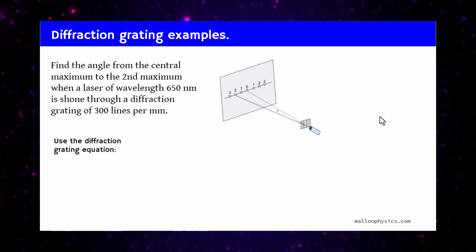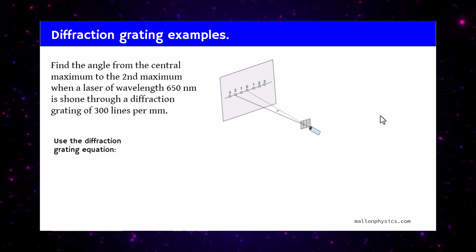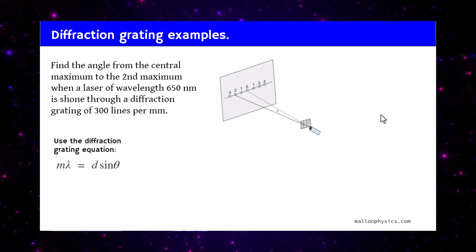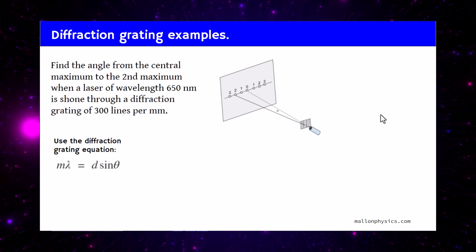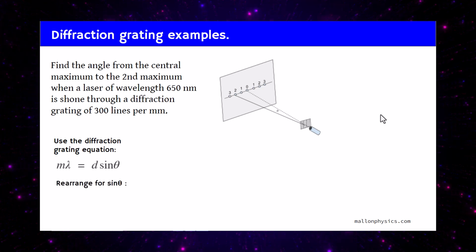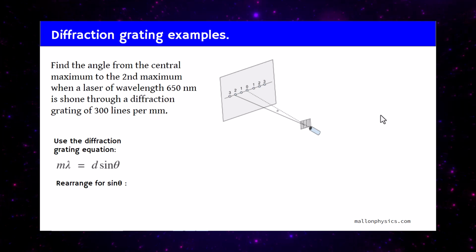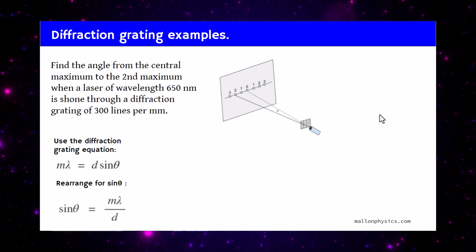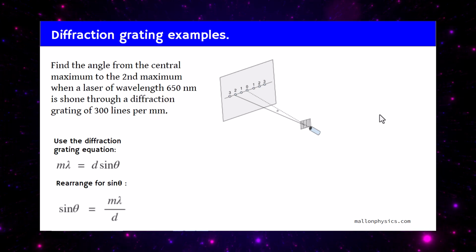Well, we start off by using the diffraction grating equation, which is a well-known equation. It is m lambda equals d sine theta. We can rearrange that equation to find out what sine theta is, because after all we're looking for that angle. And therefore we get sine theta equals m times lambda divided by d.